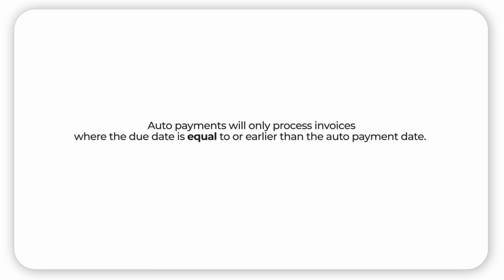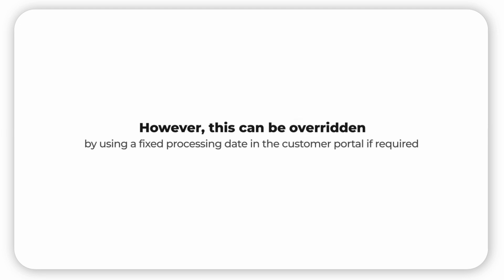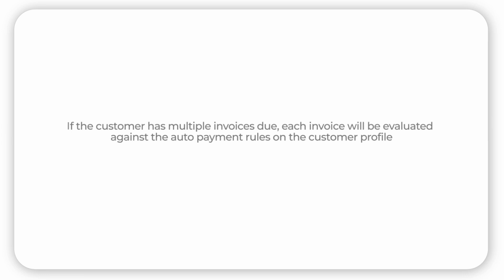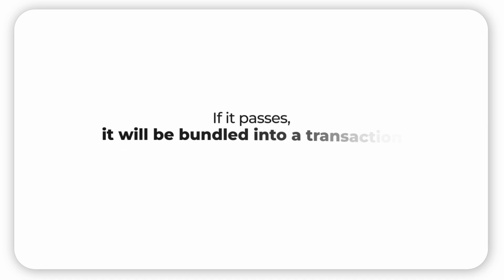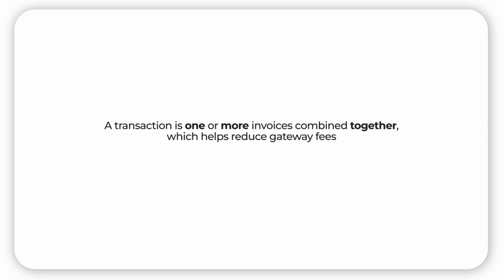Auto payments will only process invoices where the due date is equal to or earlier than the auto payment date. However, this can be overridden by using the fixed processing date in the customer portal if required. If the customer has multiple invoices due, each invoice will be evaluated against the auto payment rules on the customer profile. If it passes, it will be bundled into one transaction. A transaction is one or more invoices combined together, which helps reduce gateway fees.